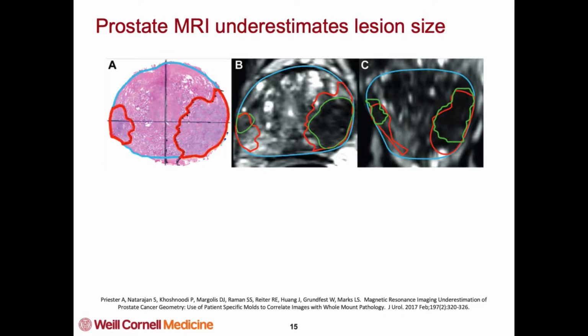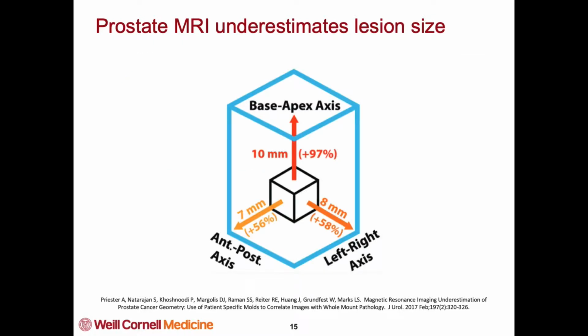And they looked at whether or not the MRI correlated with the size, and what they found was that the prostate MRI underestimates lesion size by about a centimeter in all directions. So if you're doing an ablation on a prostate based off the MRI, you need to have a good solid margin, similar to cryoablation with kidney.